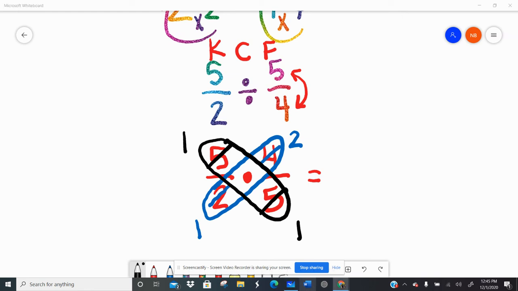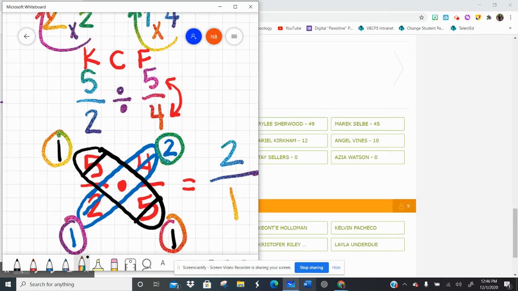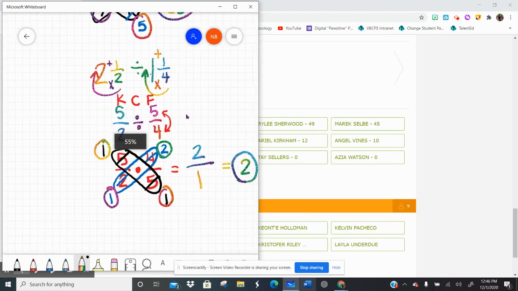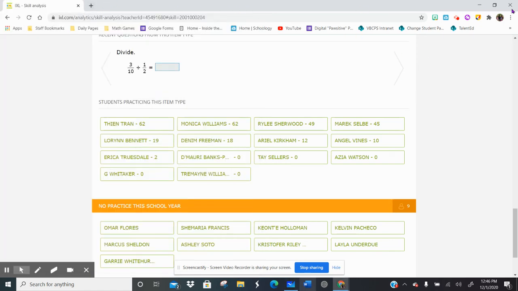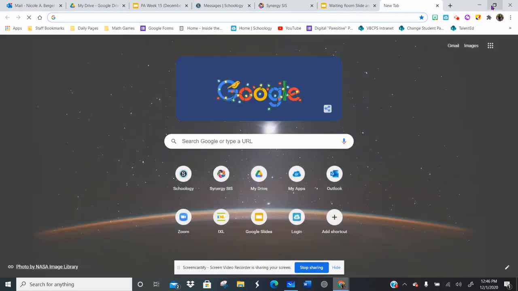So now I just do top times the top. 1 times 2 is 2. Bottom times the bottom. 1 times 1 is 1. I have an improper fraction answer, so 2 divided by 1 is 2. Now, I can check that with a calculator, right? Now, I've done all this hard work. I've gotten that my answer is 2. So now, let's look and get our calculator open. Sorry, I should have been more prepared for this part. But I'm going to use that calculator for today.